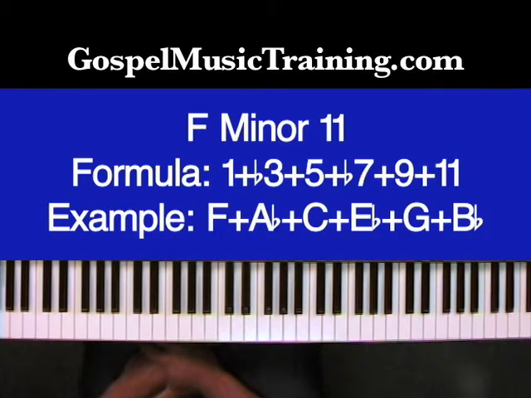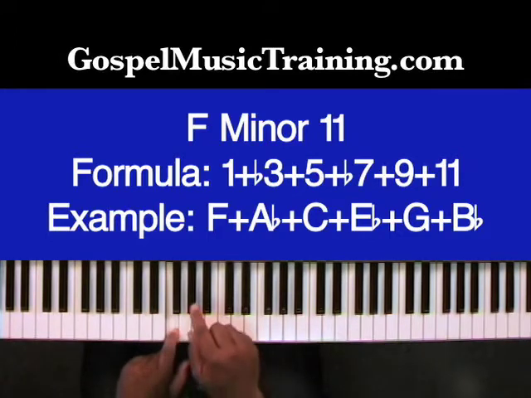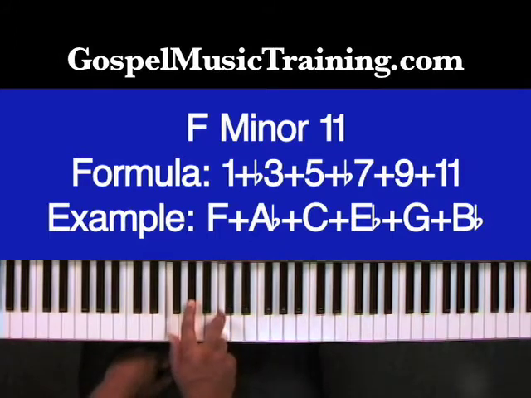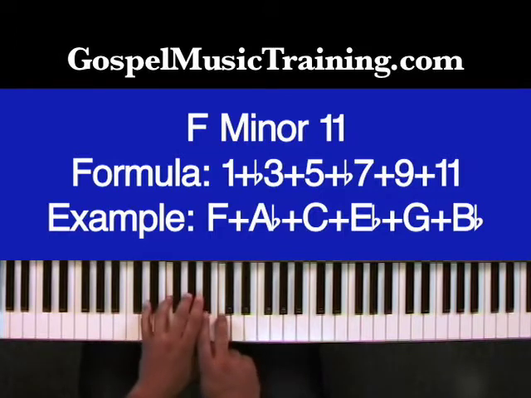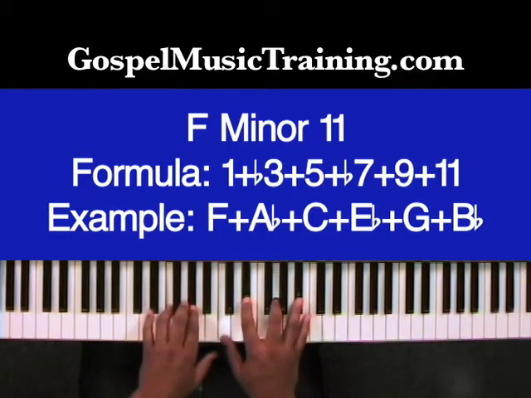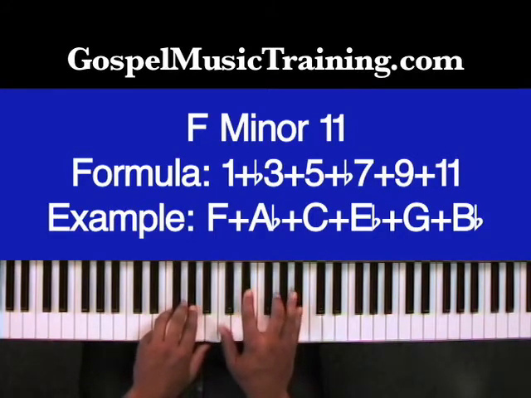All right? It would be F, A flat, and C. This is the root. This is the F minor chord. Now what you would do, you would add the 7th, you would add the 9, and then you would add the 11th. Okay? Now this is our F minor 11.